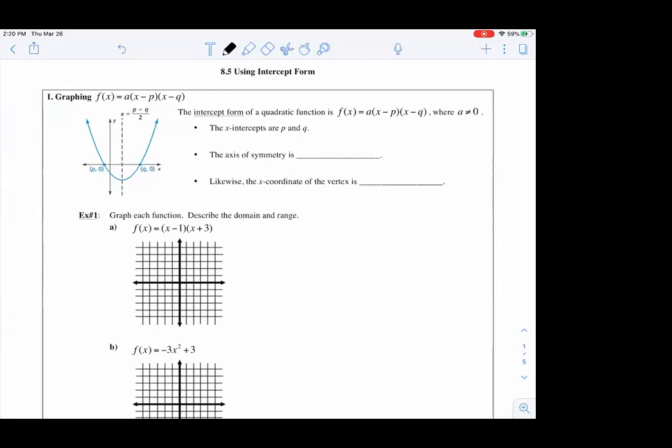All right. Let's just have a recap on the other lessons. Do you guys remember what is the standard form of a quadratic equation? Anyone can answer. ax squared plus bx plus c. That's correct. Now, can someone else tell me the vertex form?